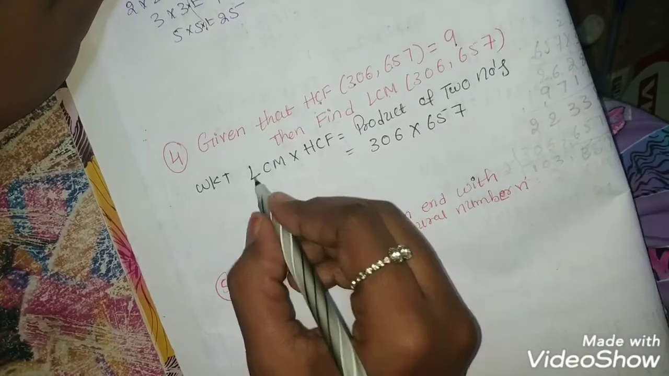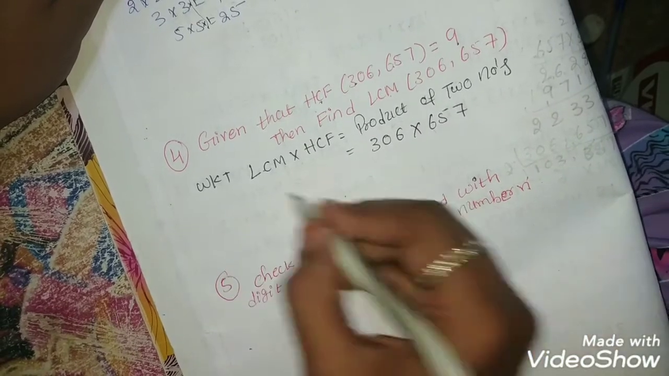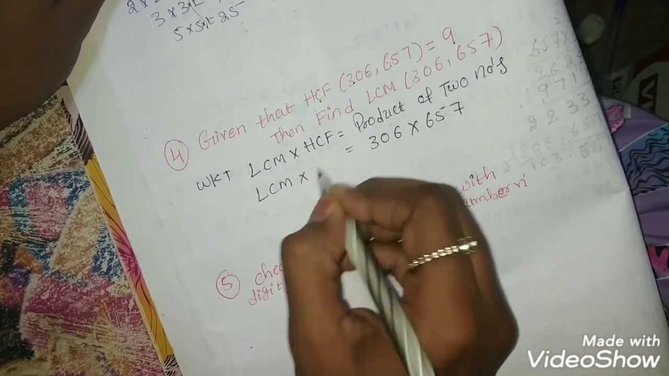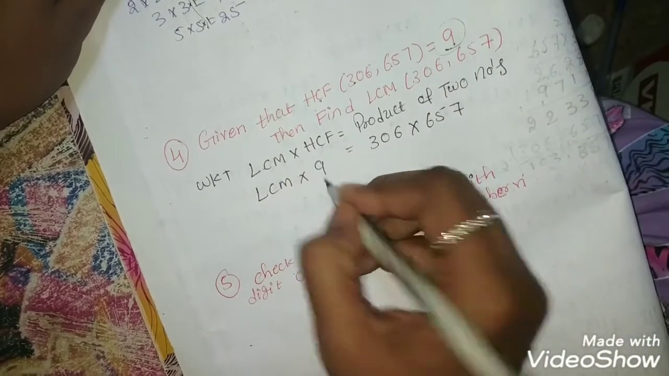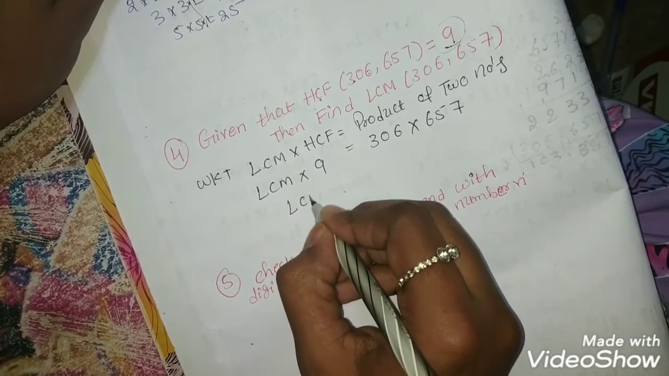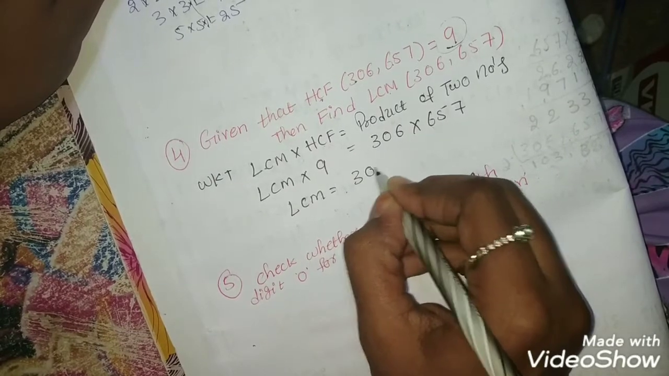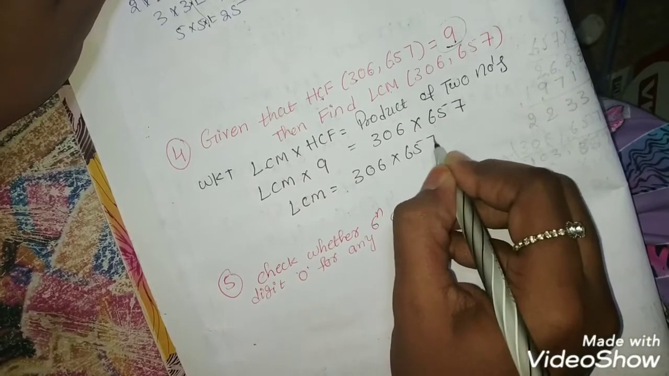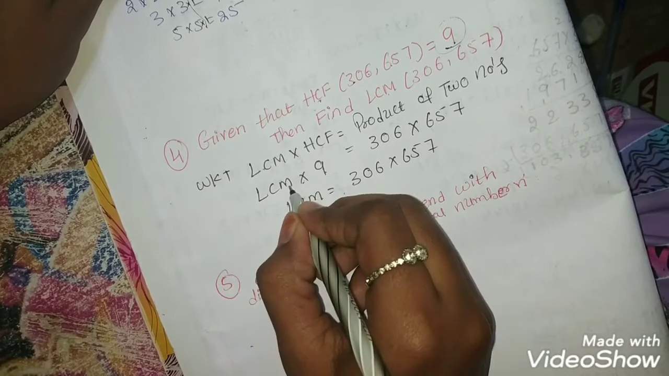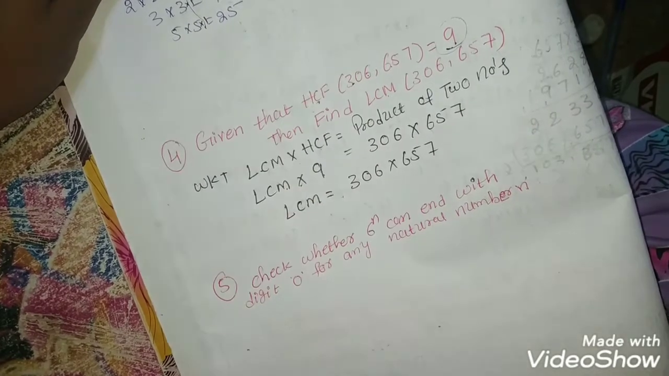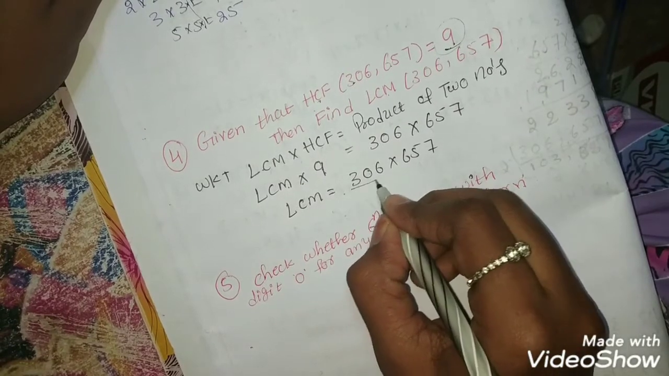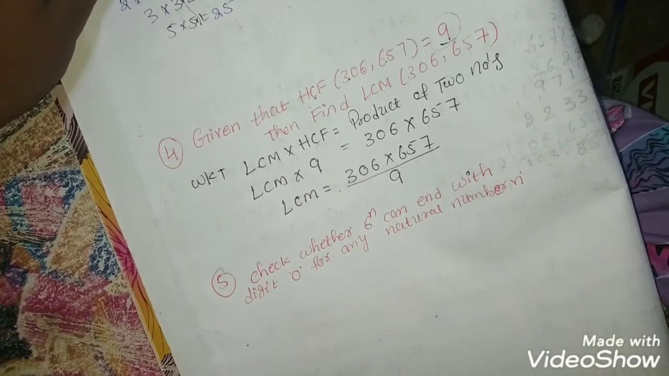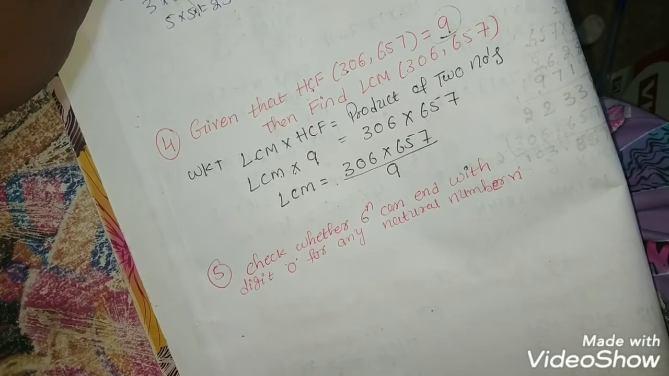Product of two numbers is 306 into 657. So what is the LCM here? We don't know. We have to find this LCM into the HCF. What is the HCF here? Already they have given that, it is 9, right? So to find the LCM, we have to write this. The 9 is multiplying. If we send it to the right side, then the 9 goes in divisible form. See, like this.